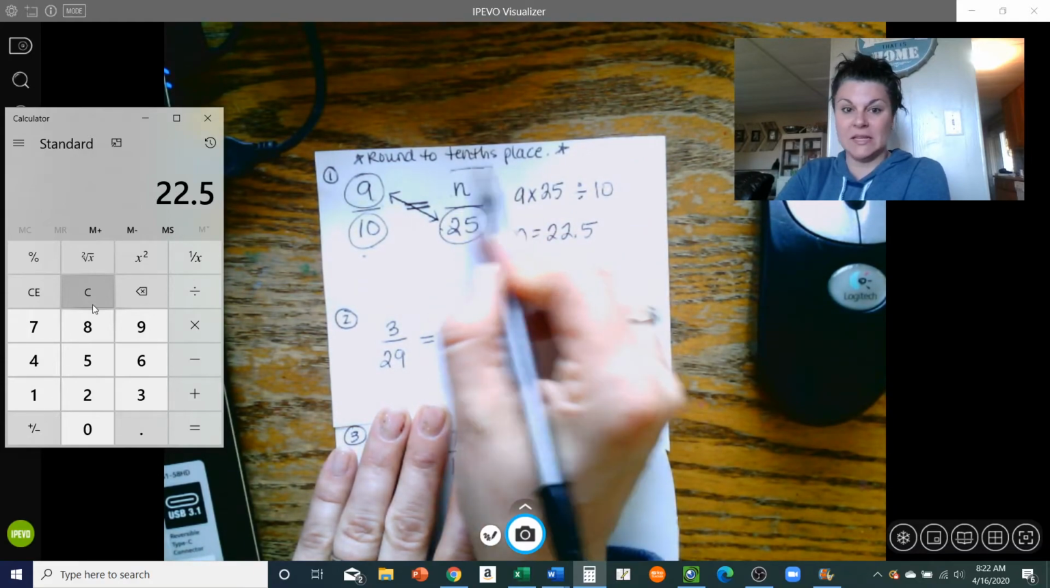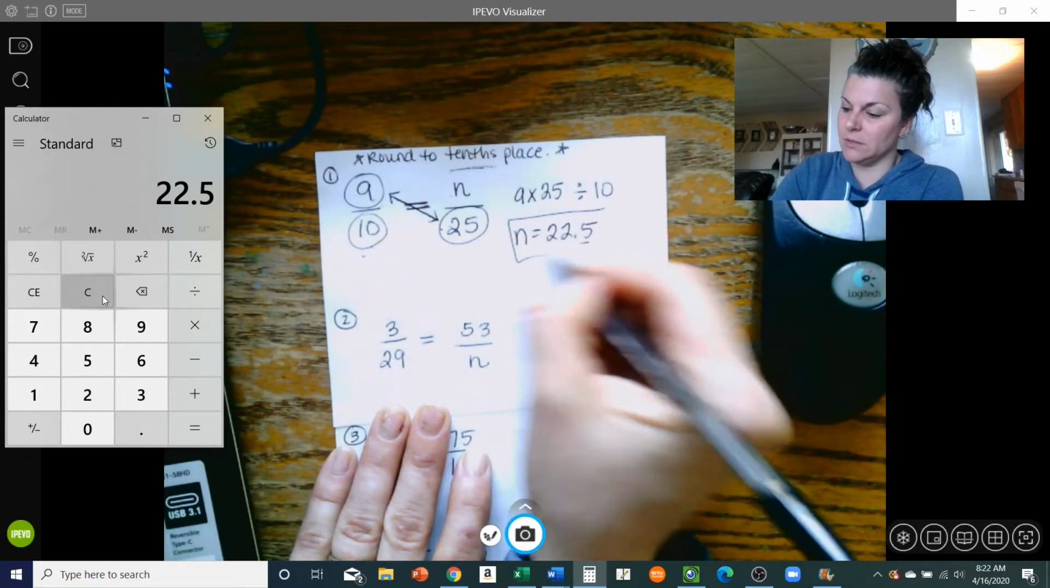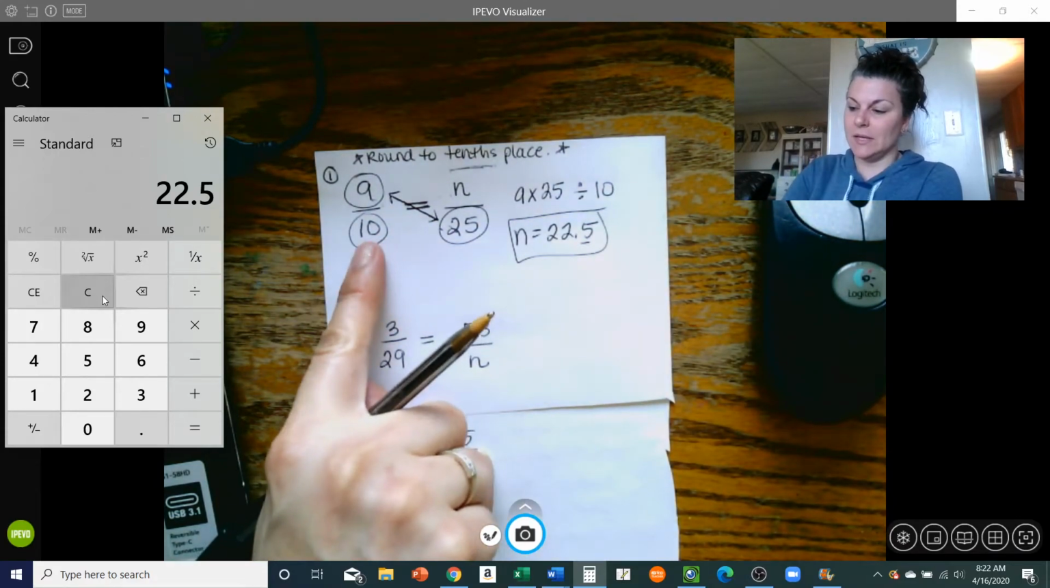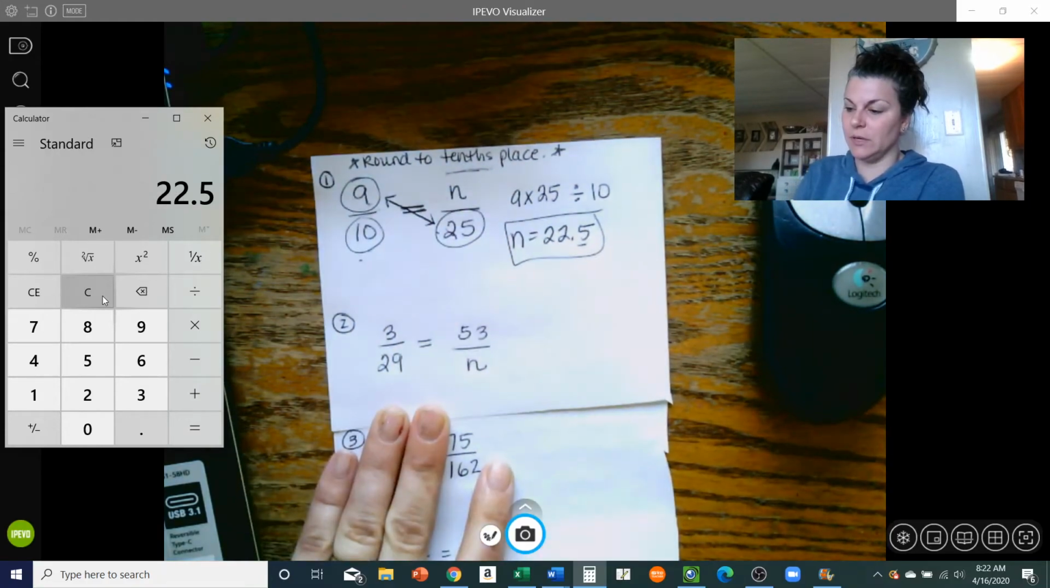I want to round to the tenths place. It's already there, so I'm good. So this is my answer. So that means that n is 22.5.